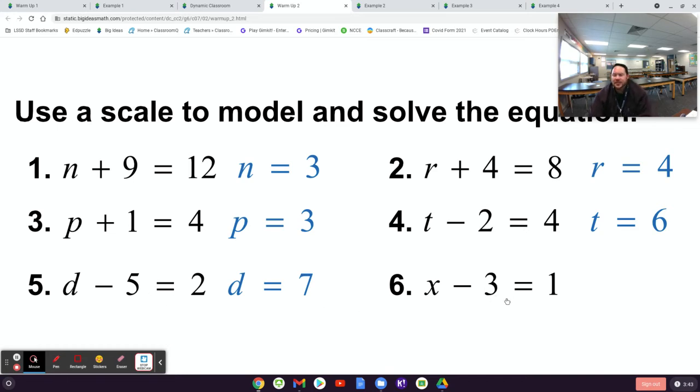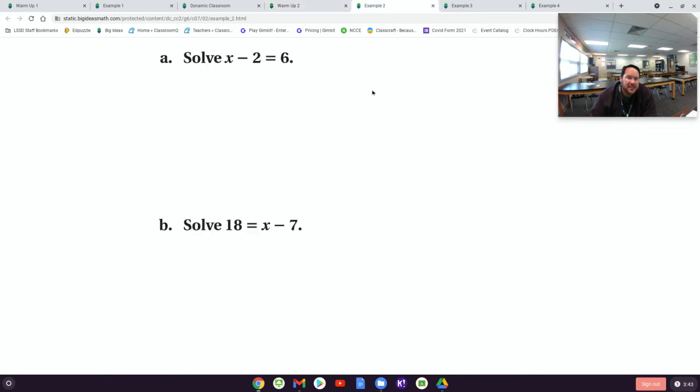And this last one, x minus 3 equals 1. Solve that. Okay, hopefully you said 4. You add 3 to each side, because this is subtraction. You do the inverse. And when you add 1 plus 3, you get 4. Boom, and you can check it. 4 minus 3 equals 1. Fantastic. If this was easy, I think you're going to like today's assignment. If this was a little difficult, well, we're going to practice a little more anyway.